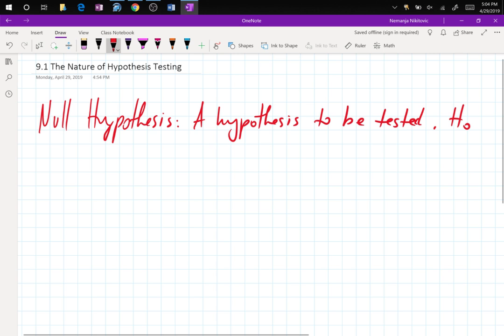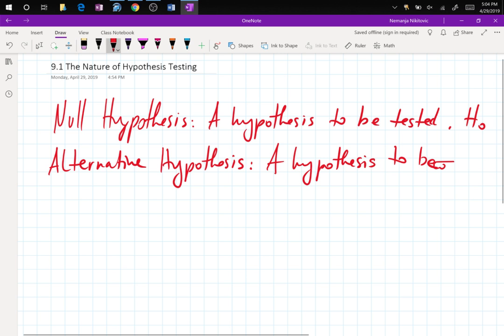Alternative hypothesis: a hypothesis to be considered as the alternative to the null hypothesis. So this is a hypothesis to be considered as an alternative to the null.